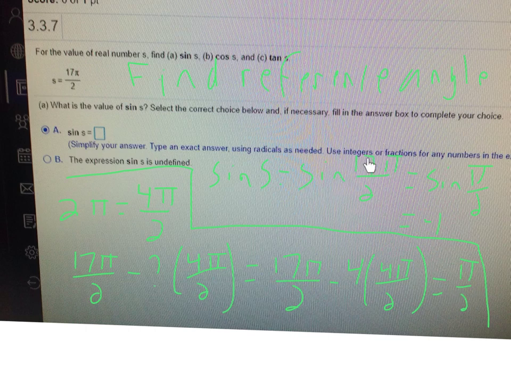So the sine of 17 pi halves is the same as sine of pi halves. And you're supposed to have that memorized, that's -1. So the key is to understand reference angle, and an angle 17 pi halves is equivalent to pi halves.